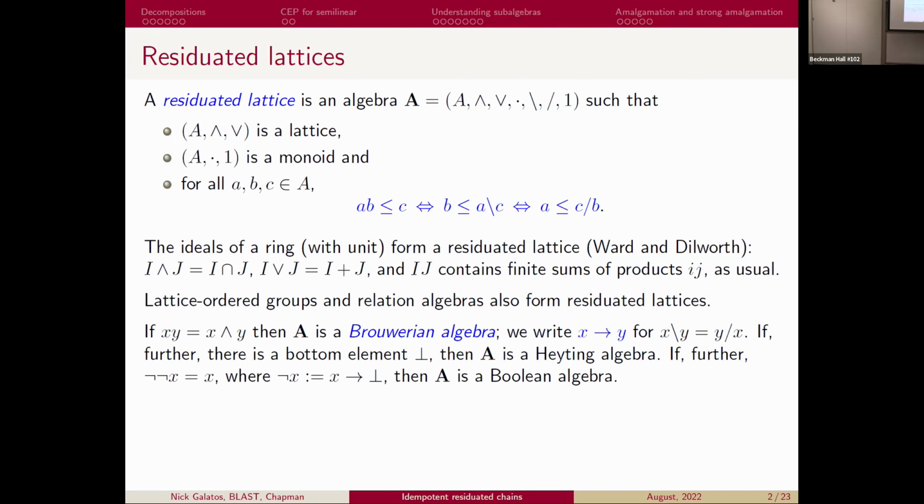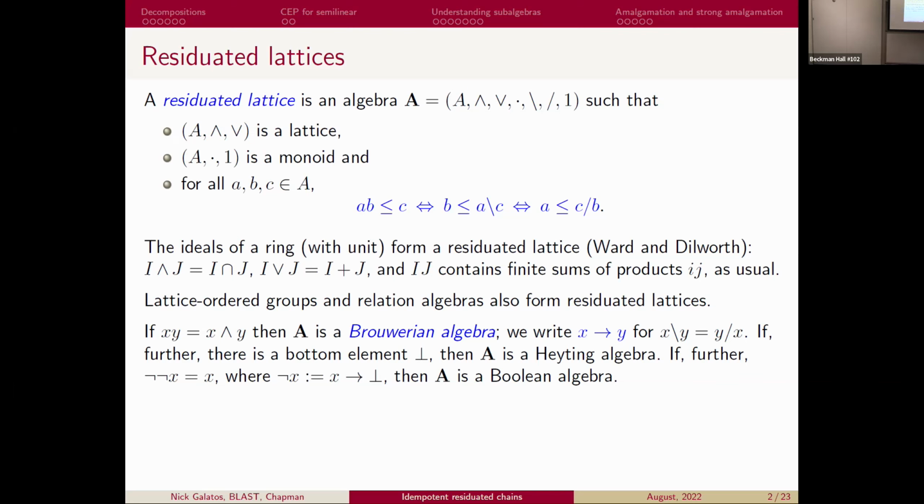Also, if you take the case where the multiplication is actually the meet operation, then you end up with a Brouwerian algebra. Brouwerian algebras with the bottom element are known as Heyting algebras, and Heyting algebras that have the double negation property are Boolean algebras. So you know residuated lattices because you know Boolean algebras. And in this case, actually in any case where the multiplication is commutative, for example here, the two divisions also coincide. And in that case, I will use this notation for the common value of the division, of the quotient, which is just x → y, implication as we use in logic.